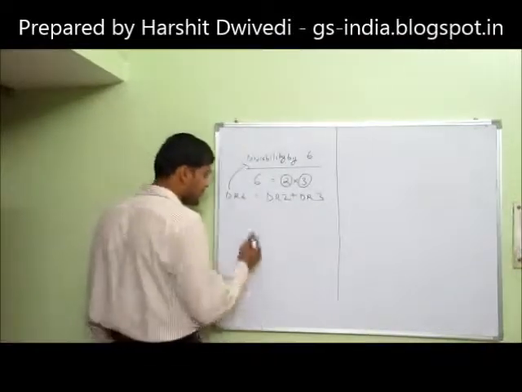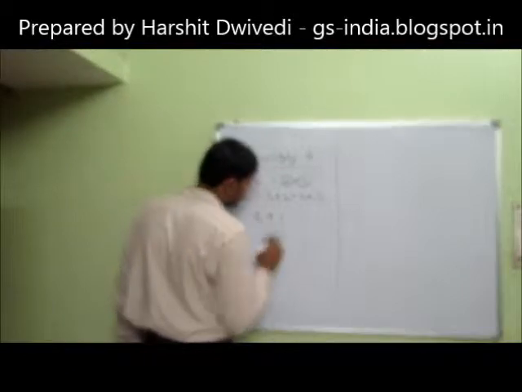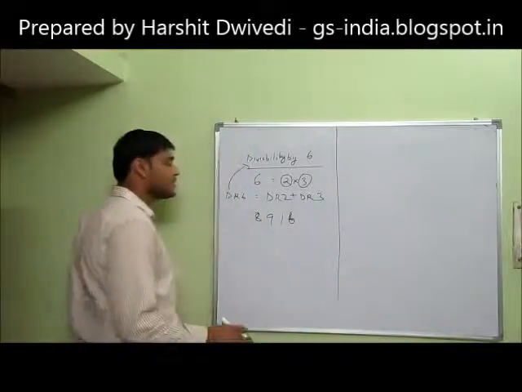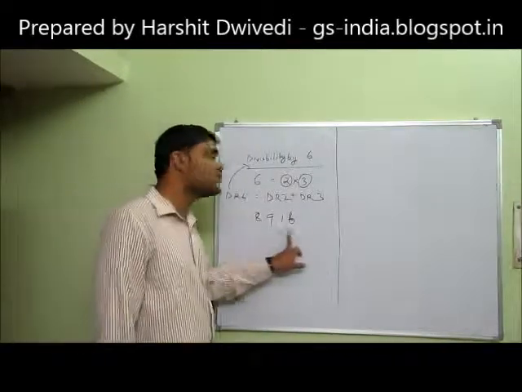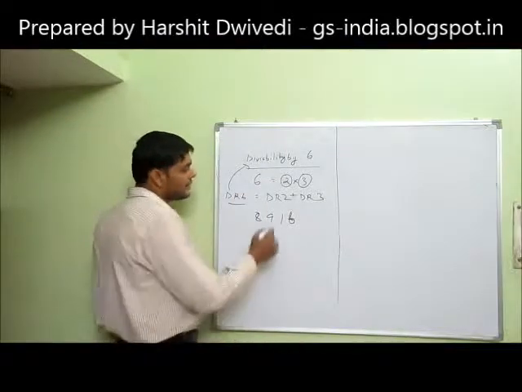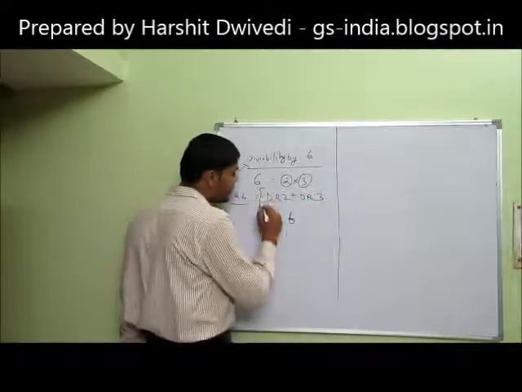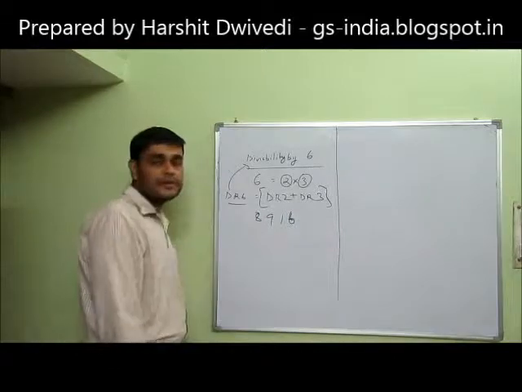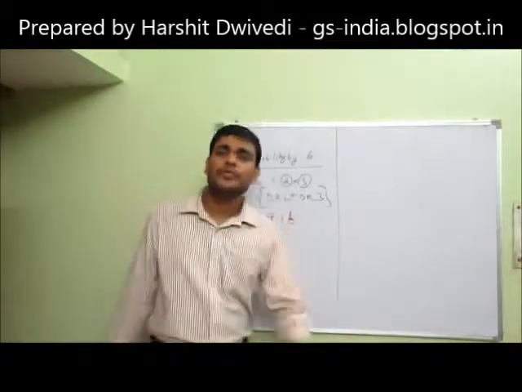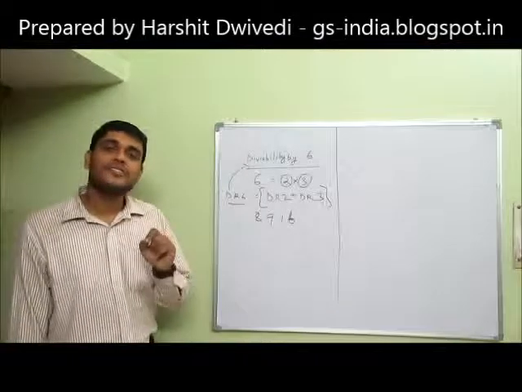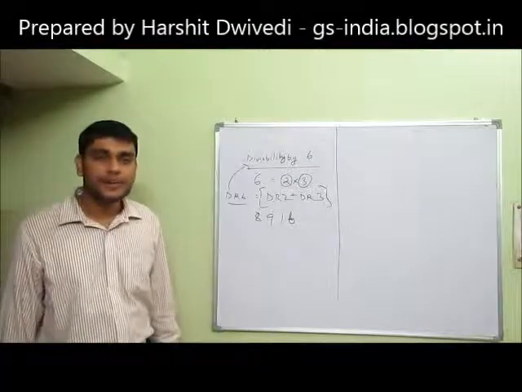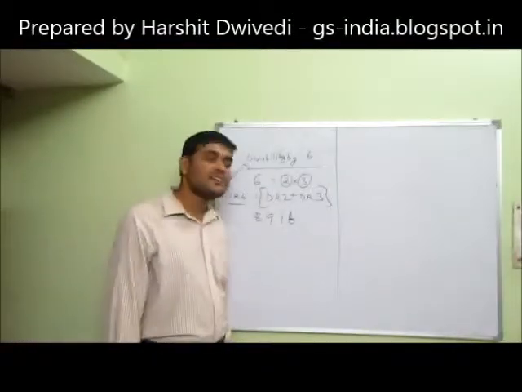Suppose a number 8916. I have to check the divisibility of this by 6. So what does the divisibility rule of 6 say? It is the combination of the divisibility rule of 2 and the divisibility rule of 3. We know the divisibility rule of 2. It simply says that the last digit should be divisible by 2. That means the last digit should be even.